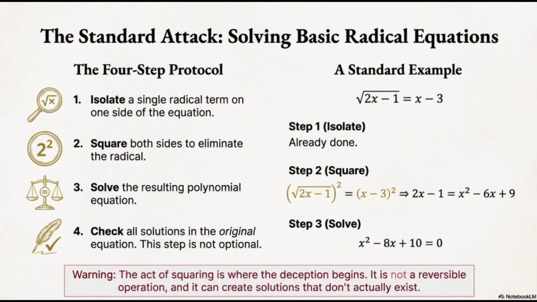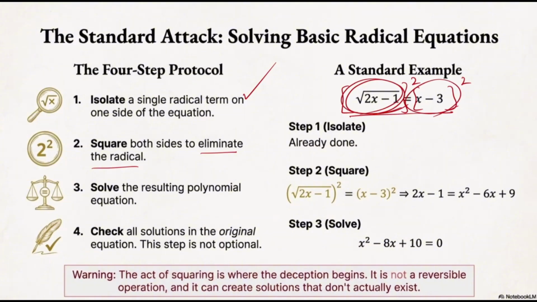First of all, isolate a single radical term on one side of the equation. For instance, if you have something like this, make sure you do have one side that is just related to the radical. Check. After that, square both sides to eliminate the radical. It means that I have to make this guy to the power 2 in order to get rid of this radical itself while keeping the balance. Check. After that, we have to solve the resulting polynomial equation, and also the final and very important part is that I have to check the solution.